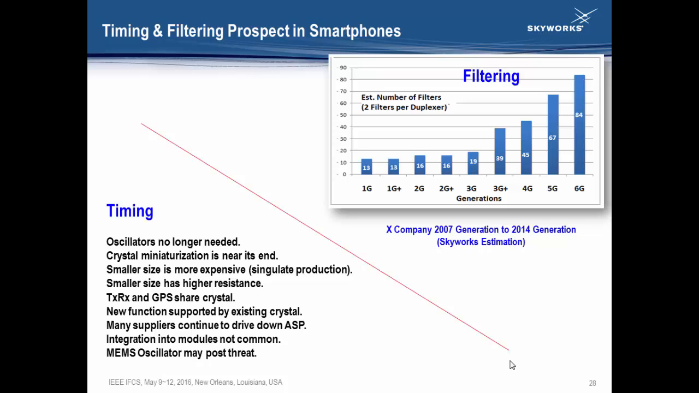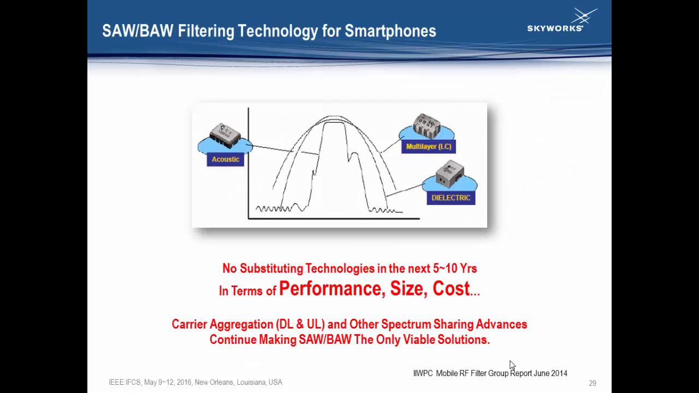On the filtering side, this is the number of filters needed inside the phones. This is for a smartphone company from the first generation to the 6th generation. You can see that the number of filters inside continues to increase. These are either SAW filters or F-bar filters. This is the final slide. My opinion is that there is no substitute technology in the next 5 to 10 years, in terms of performance, size, and cost, to compete with SAW and F-bar or BAW devices.